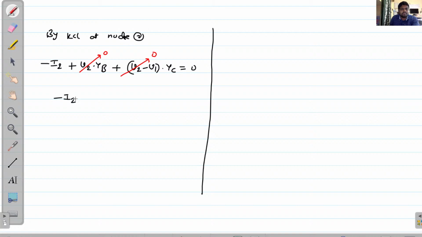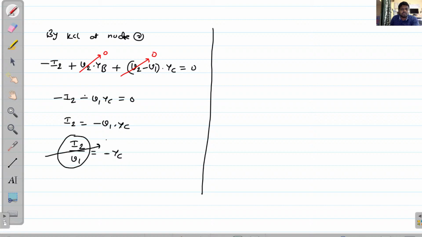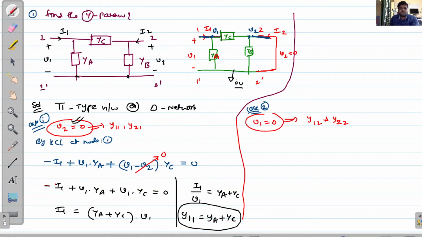Minus I2 minus V1 into YC equals 0. Now I2 equals minus V1 into YC. But I2 by V1 equals minus YC. So what is I2 by V1? This equals Y21. Now Y21 equals minus YC. So this is your second parameter, Y21. So from case 1 we are able to evaluate Y11 and Y21.